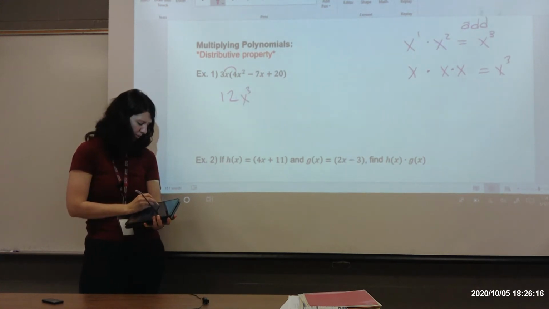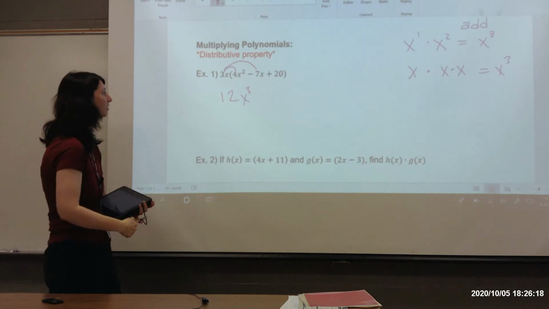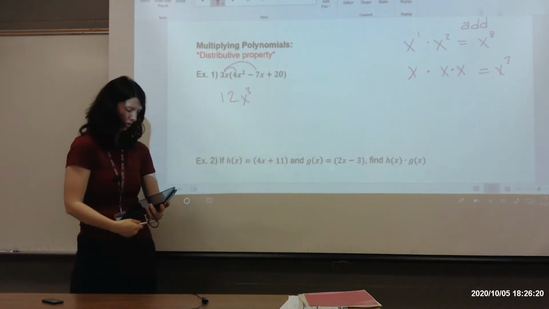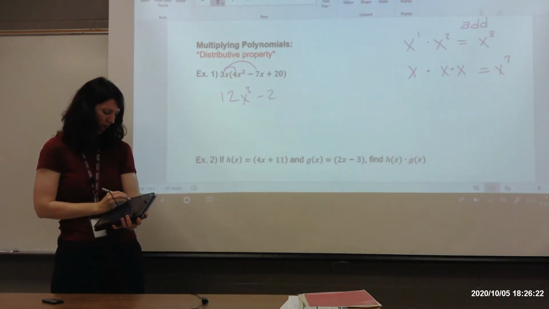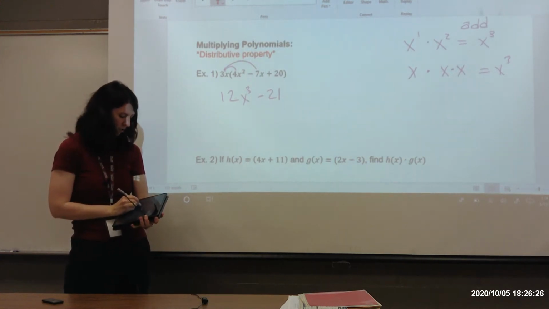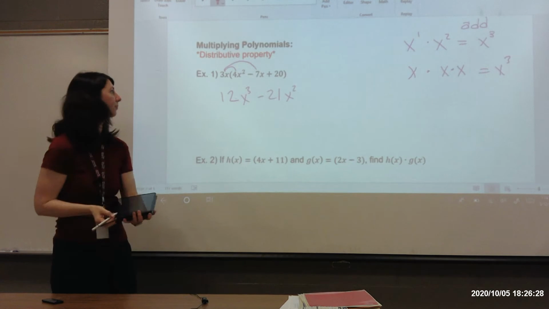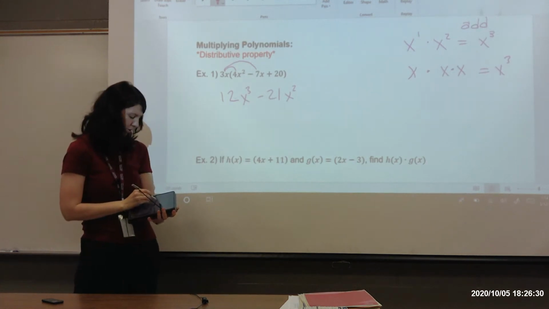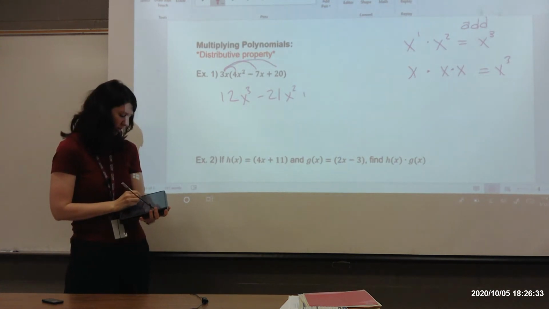Now let's go to the next one. 3x times negative 7x. So that's going to be a 3 times negative 7, which is negative 21. And then x times x, think about how many x's are being multiplied. You have 2 x's being multiplied, so that's x squared. And then 3x times 20. So 3 times 20 is 60.